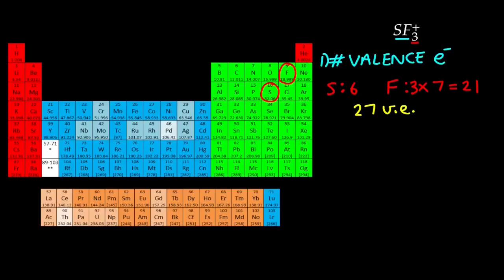Now if we have a cation, we subtract an electron to get that charge, or an anion, we add an electron to get a negative charge. So in this case we have a positive charge, so we subtract an electron.